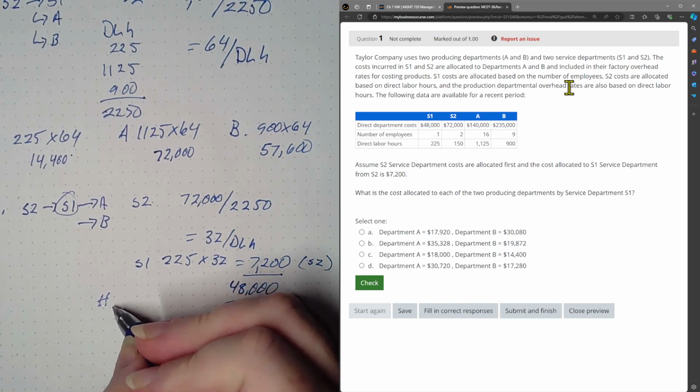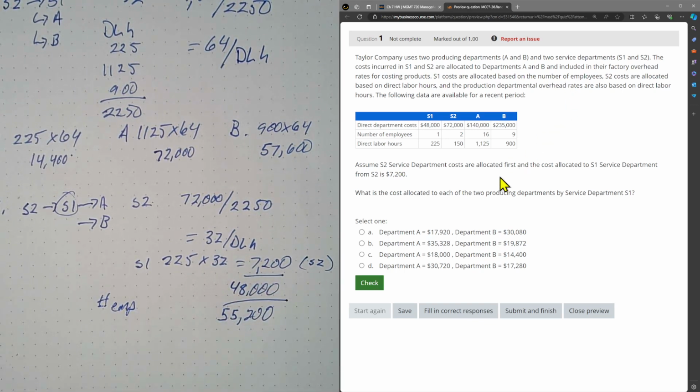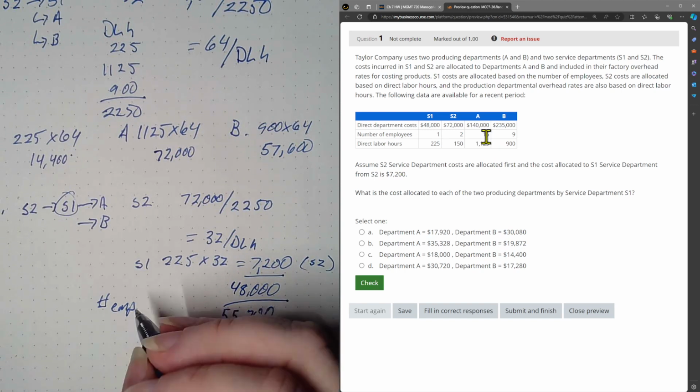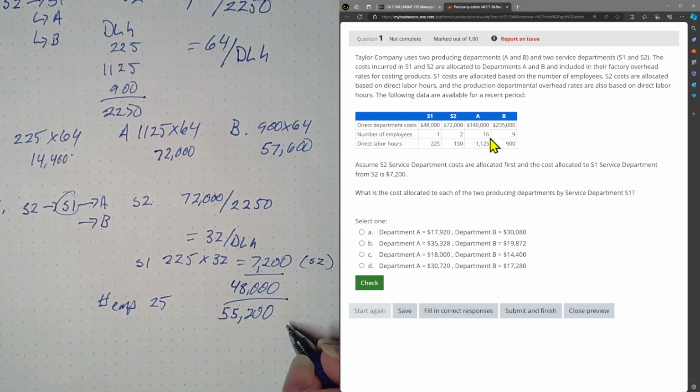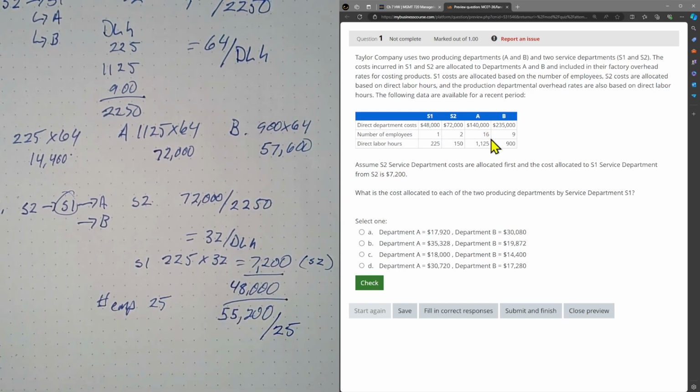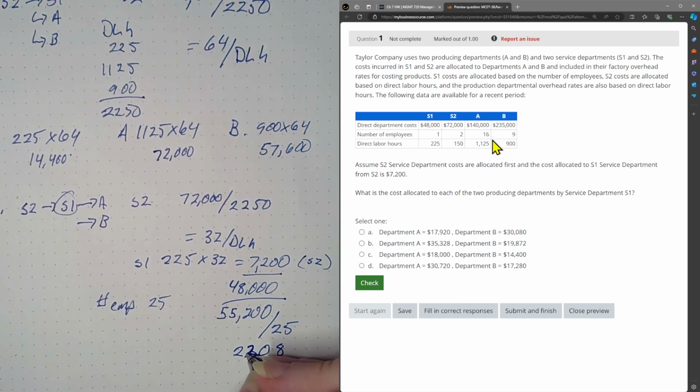The number of employees. Now, remember, we don't count all the employees. We only count the employees in the departments we're servicing. S1 is only servicing A and B. So that's a total of 25 employees. So we take this number divided by 25 equals 2208. It's kind of an odd number. Let's see if it works out.